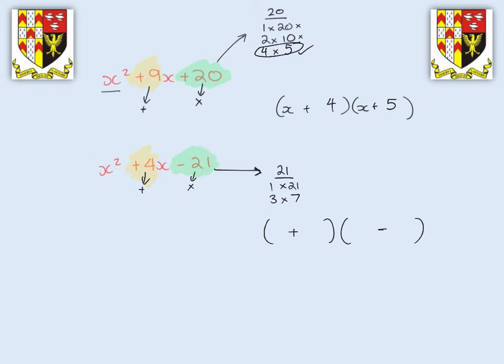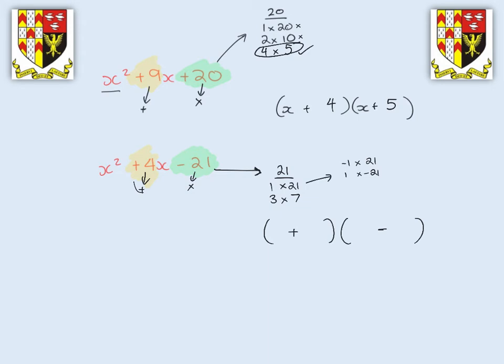Therefore, I need to make 4 by adding together these 2 numbers. Remember I could think of it as subtracting as well, because if I add a negative number, it's the same as subtracting a positive number. Because it's a negative product, it could have been minus 1 times positive 21 or positive 1 times minus 21. But neither of these would have a sum of 4.